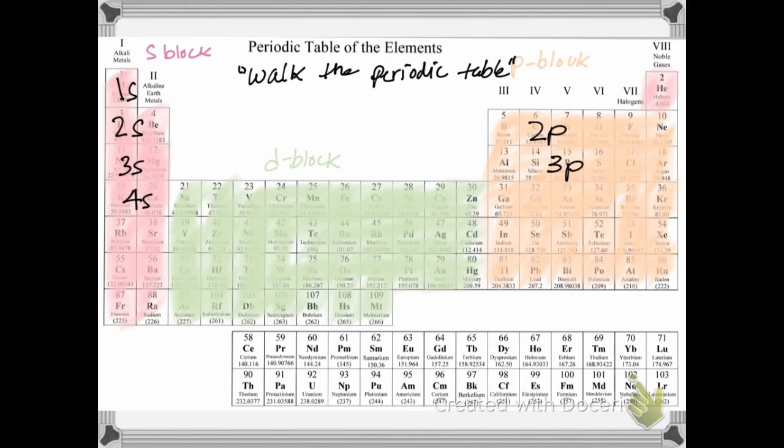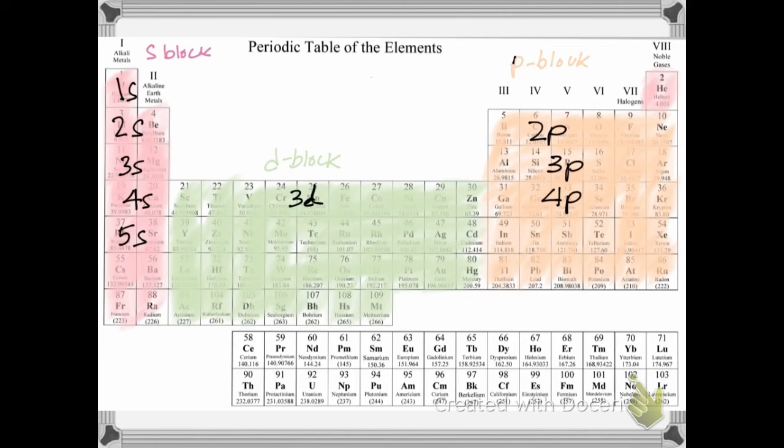We go to the next row, 4s. Here we come to the D block, so we fill in actually 3d. That's one thing we have to remember: it's not 4d, it's 3d. And then we fill in the P block, 4p, and then finally down to 5s in the S block.